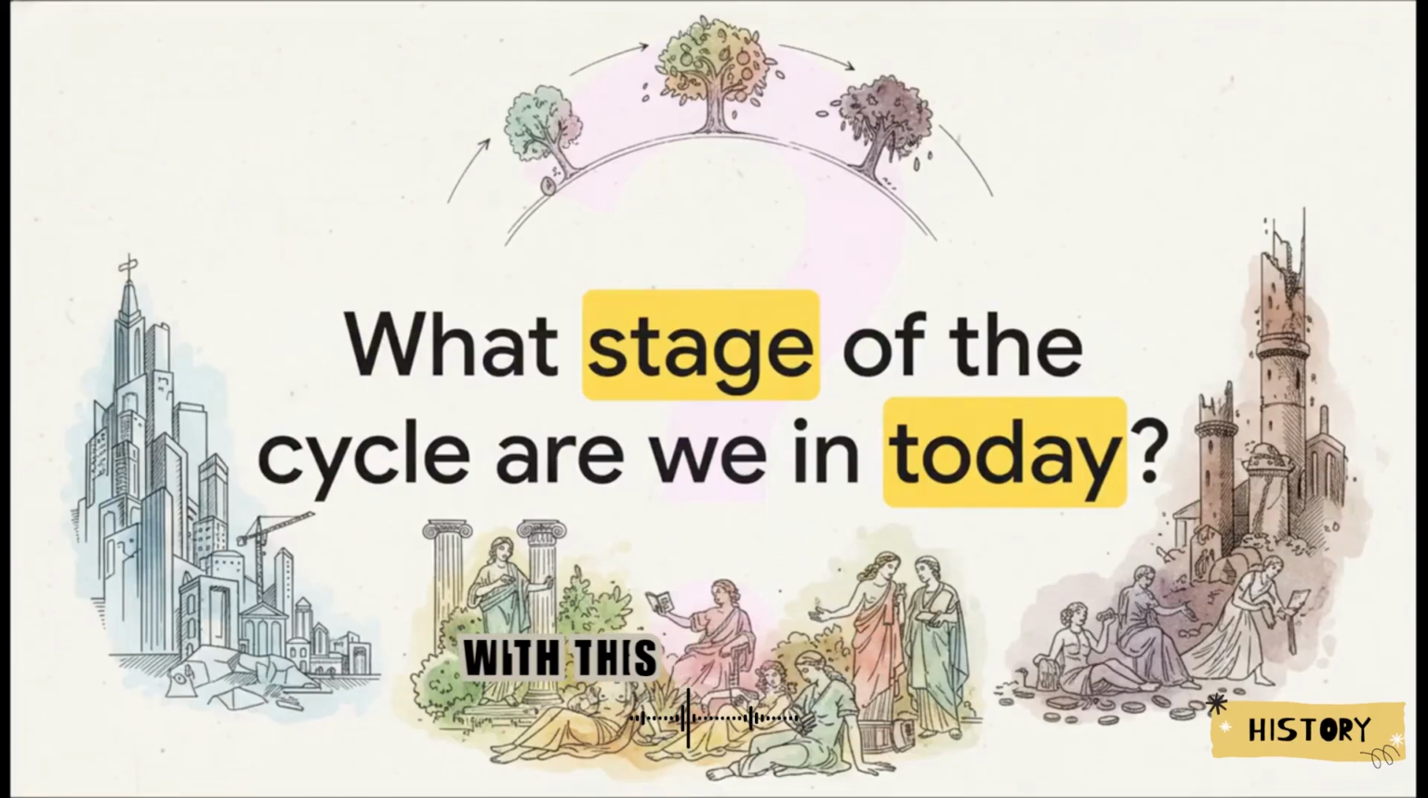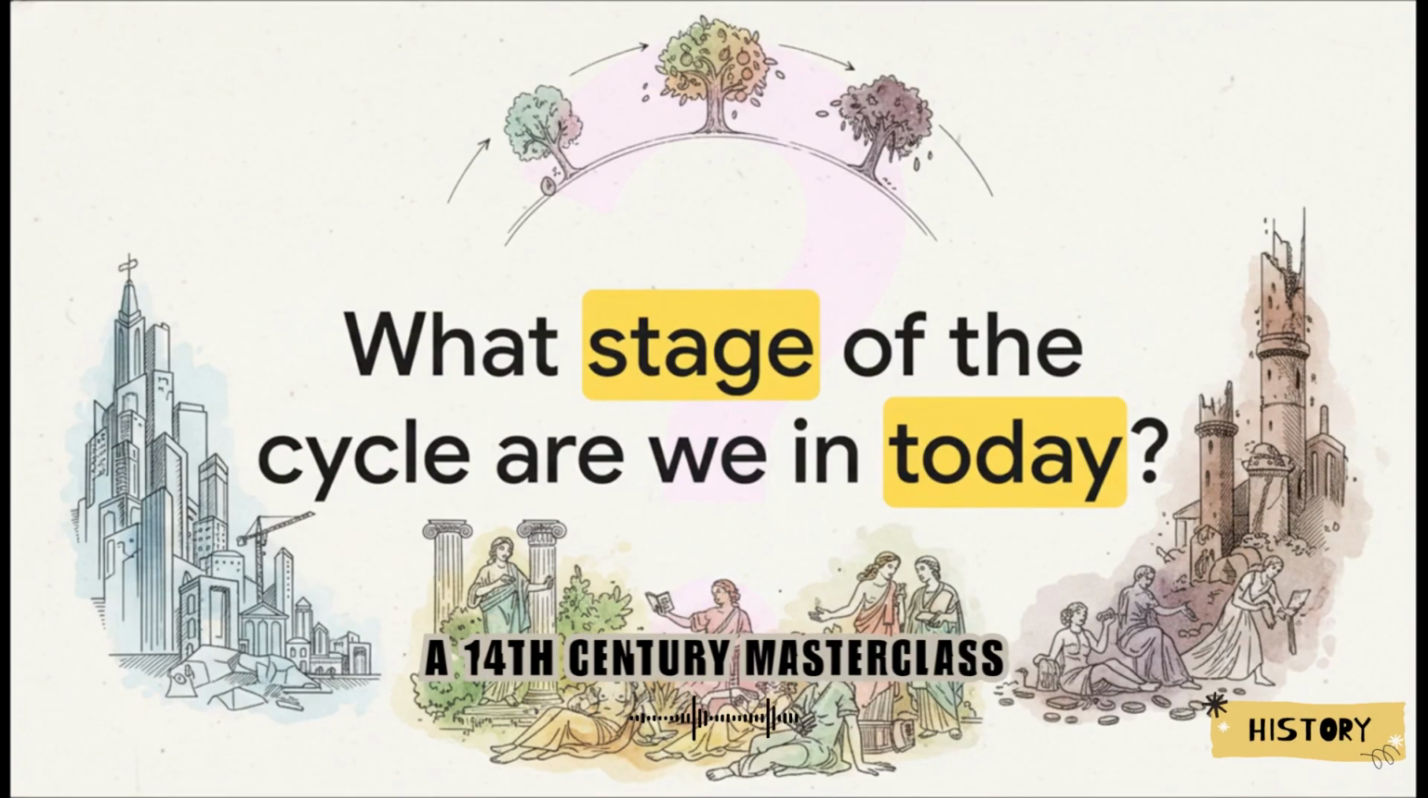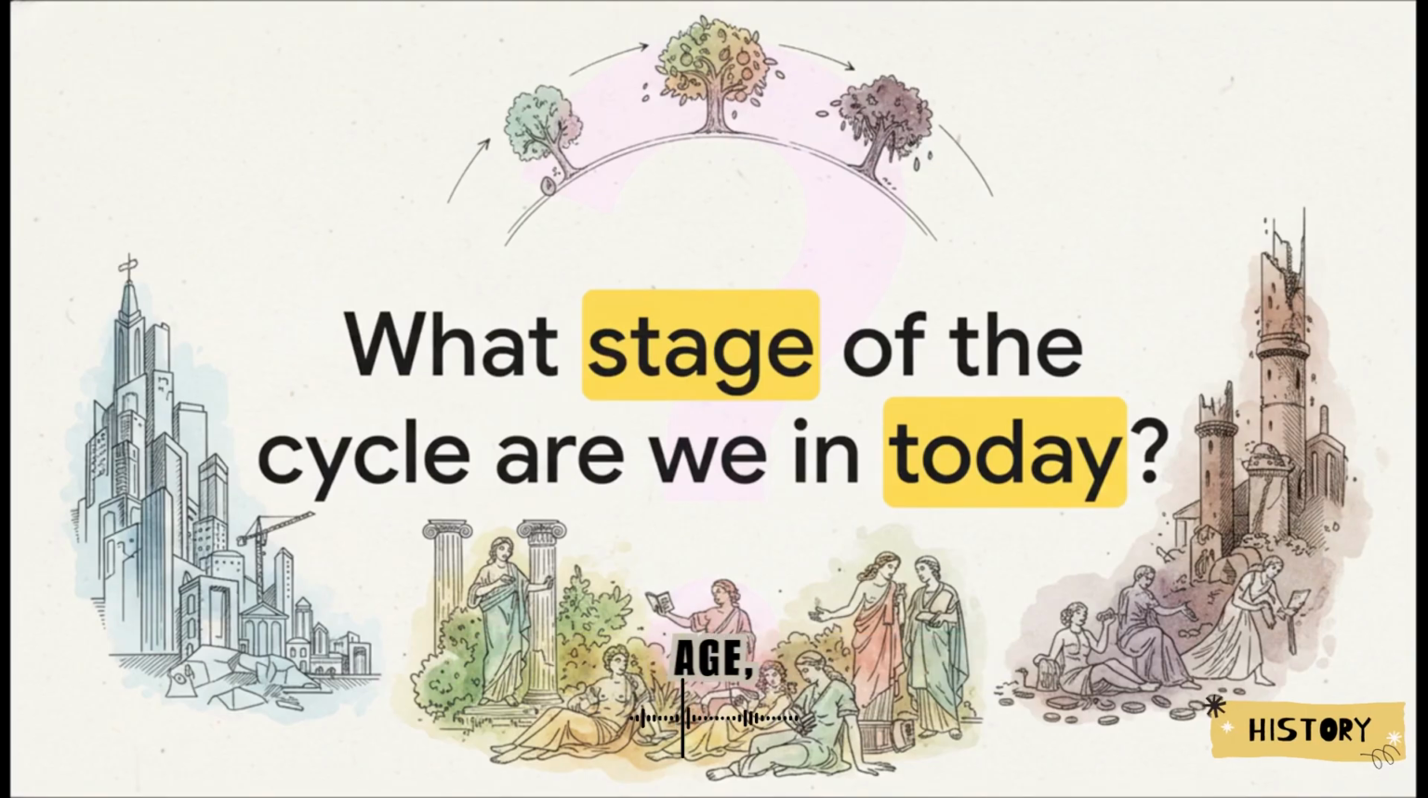So I really want to leave you with this final thought. We've spent the last few minutes dissecting a 14th century masterclass in how empires rise, age, and fall. We've looked at the builders, the enjoyers, and the squanderers. If Ibn Khaldun is right, and history strongly suggests he is, that every society acts like a biological organism with a natural expiration date, what stage of the cycle are we in today? Are we building, are we enjoying, or are we squandering?